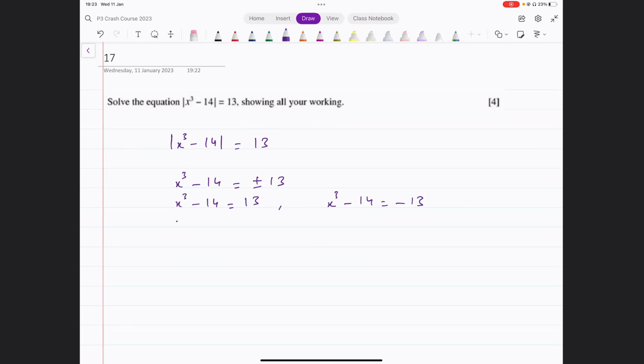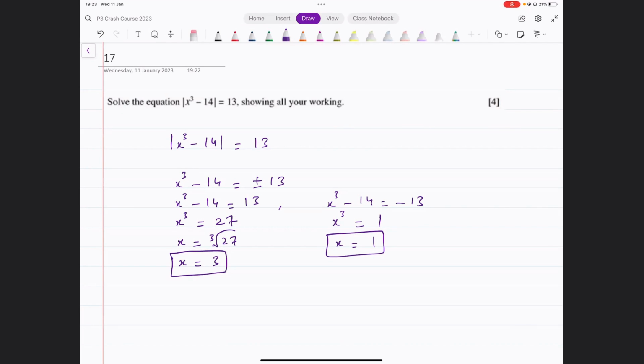Okay. Now let's solve the first one. This gives me x cube equals 27. Now I take cube root on both sides. X equals the cube root of 27, which is 3. This is one value of x that I'm getting. Let's try the other one. X cube minus 14, when it goes to the other side, we get 14 minus 13, which is 1. And when we take cube root, we get x equals 1. So we're getting two answers from this, x equals 1 and x equals 3.